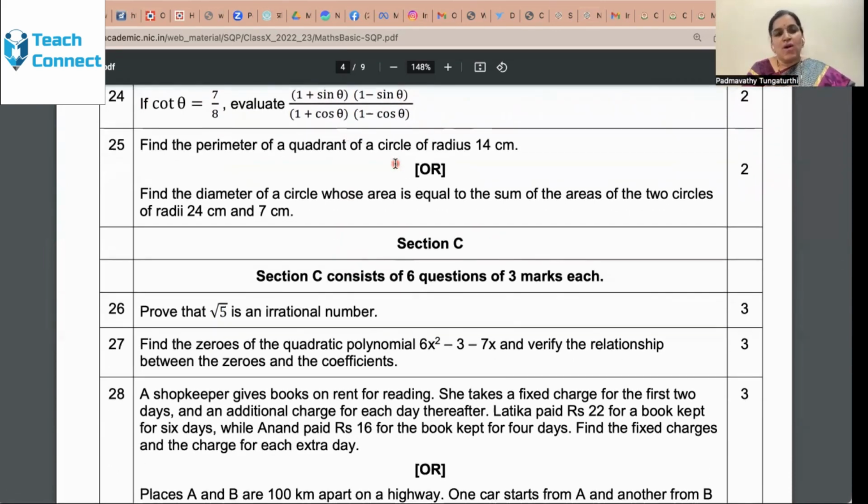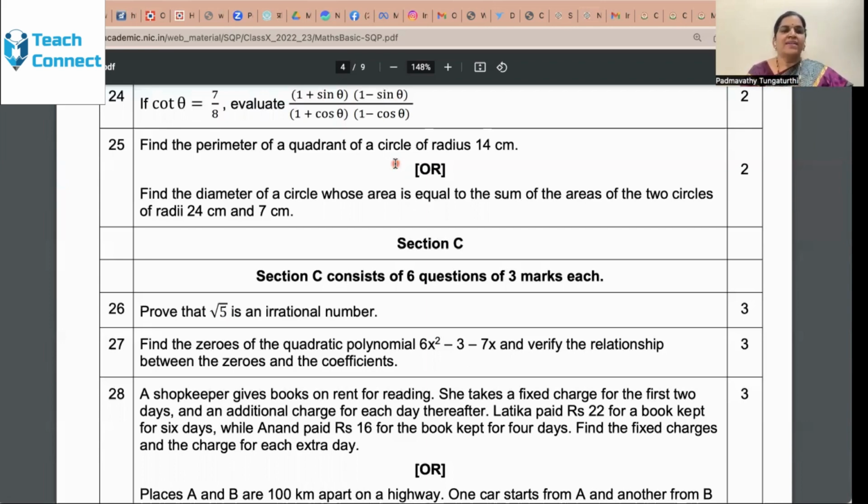Find the perimeter of a quadrant of a circle of radius 14 centimeters. We all know that a quadrant is 1/4 of a circle. Let them not remember any formula, theta by 360 into 2 pi r. No need. Let them draw a circle. Let them draw a quadrant. Let them see that it is 1/4 of a bigger circle that makes a quadrant. Then add, shade it. Why stress them on the formula every time? It is not mentioned here that they have to use a formula, isn't it?